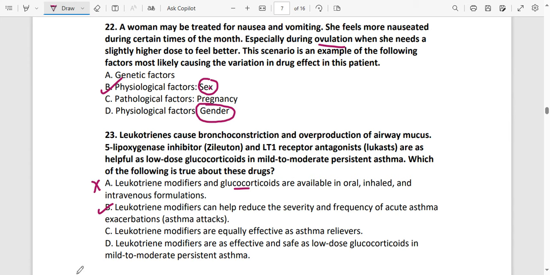C is saying leukotriene modifiers are equally effective as asthma relievers. How do we even disqualify this option? Okay, first let's talk about D: leukotriene modifiers are as effective and as safe as low dose glucocorticoids. Okay, this one we know it is not. They are not the same. They are actually two different drugs. Anyone that can help me disqualify C. Leukotriene modifiers are equally effective as asthma relievers.